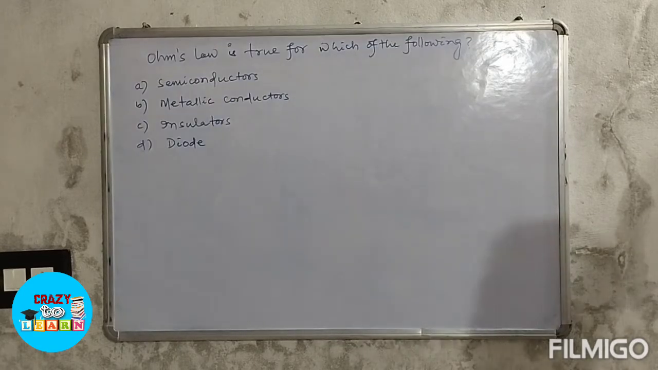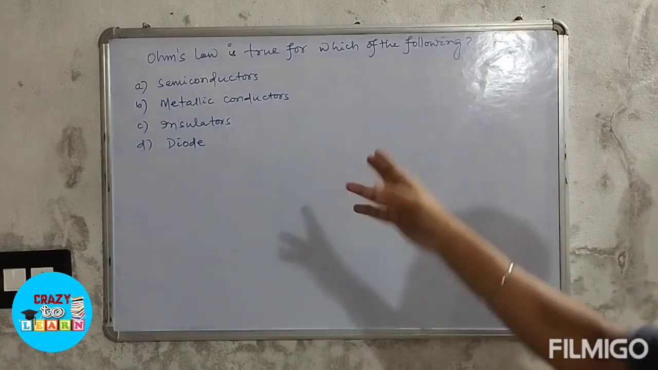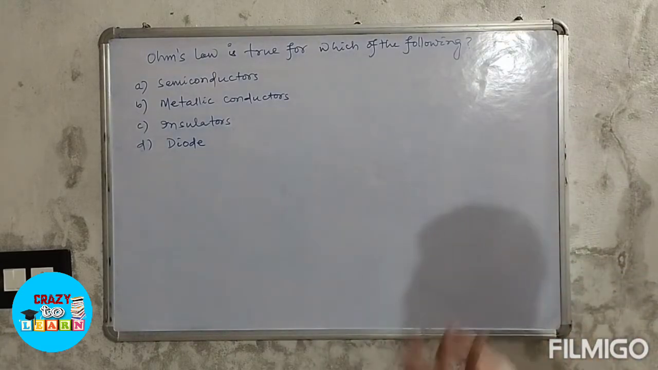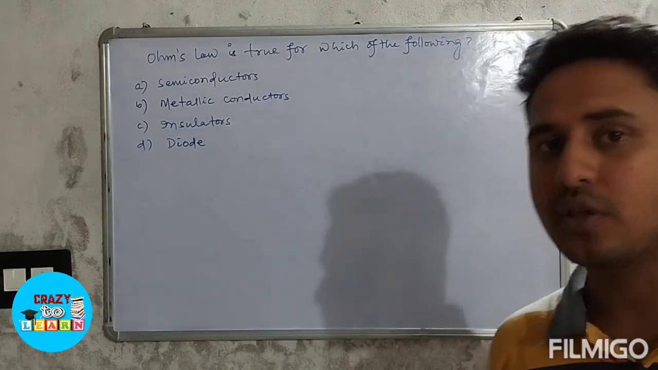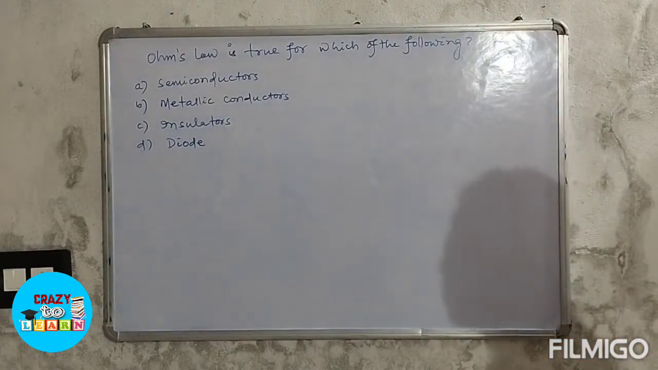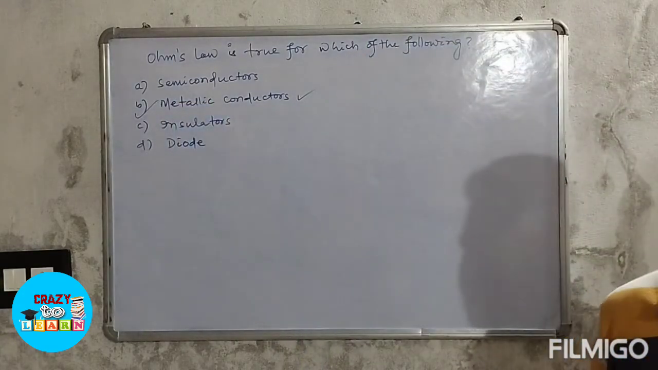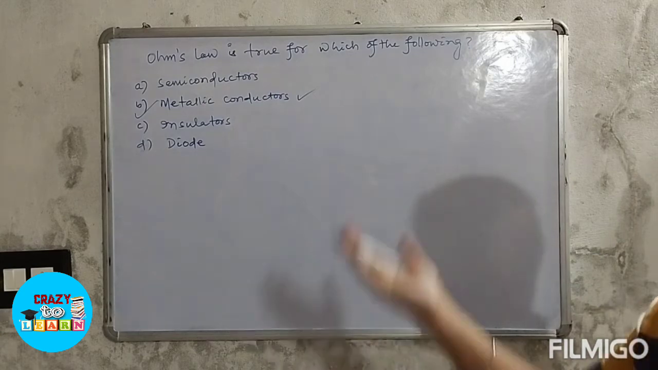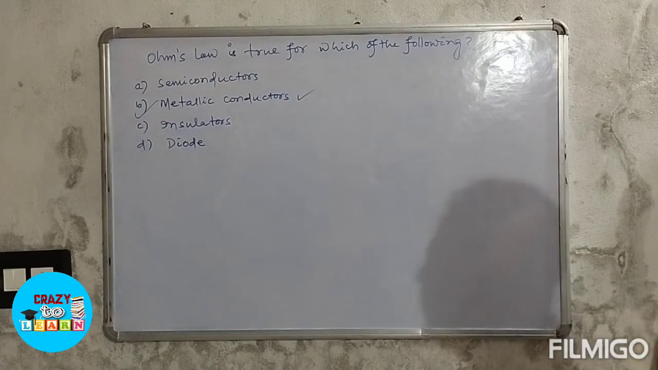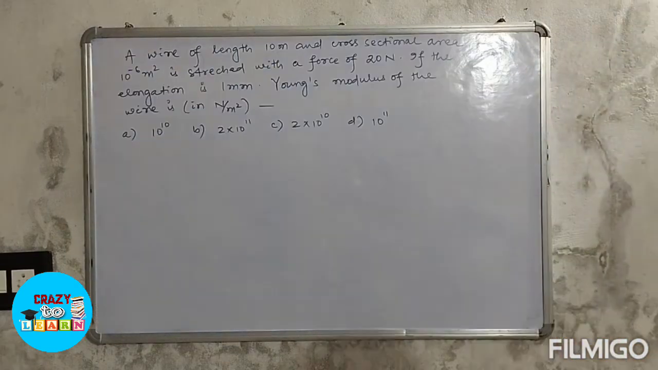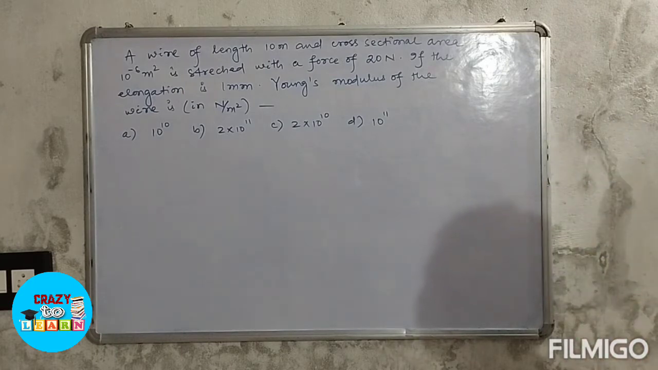Our next question is, Ohm's law is true for which of the following? Semiconductor, metallic conductor, insulators, or diode? We know that Ohm's law is valid at constant temperature and for a metallic conductor. So option B is the correct one. There is no more explanation; you all know Ohm's law is valid at constant temperature and for a metallic conductor. Okay, clear?